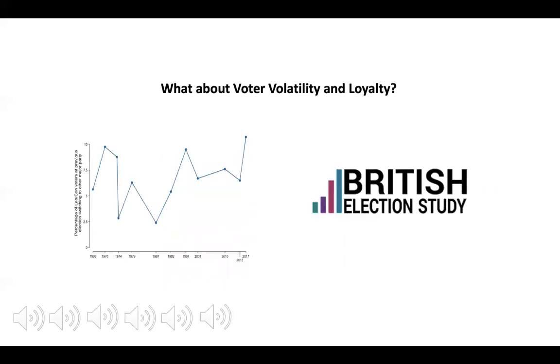And lastly, if we look at the voter volatility of switching between the two major parties, we could see that there is a huge jump. In other words, there isn't much party loyalty between the 2017 and 2019 elections.